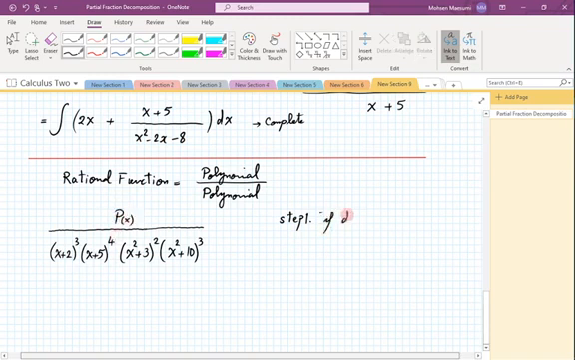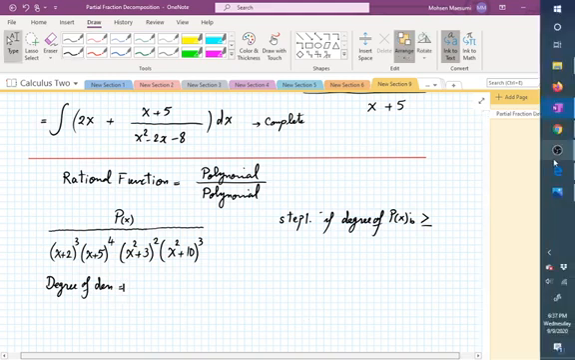If the degree of p of x is larger than or equal to what? At what point do you have to do that long division? We said if it is greater than or equal to the degree of the denominator, you have to do the division. So what's the degree of the denominator? Let me pause for a second and ask you, what is the degree of the denominator?